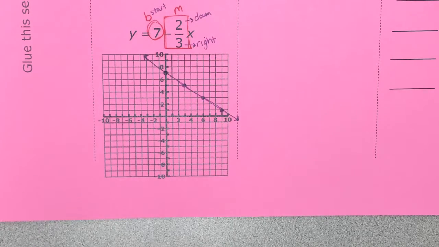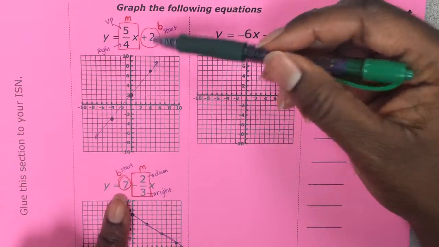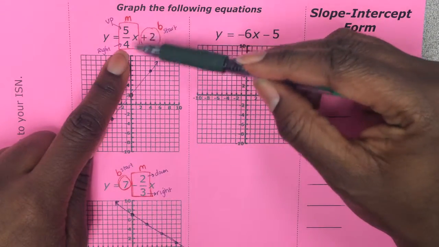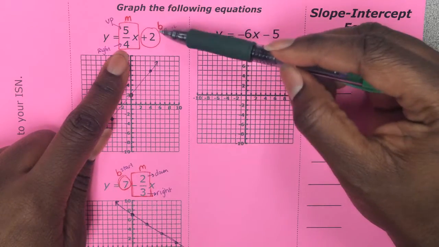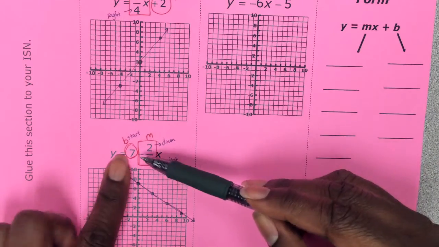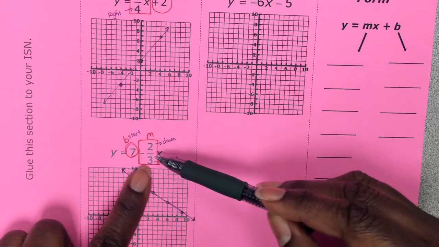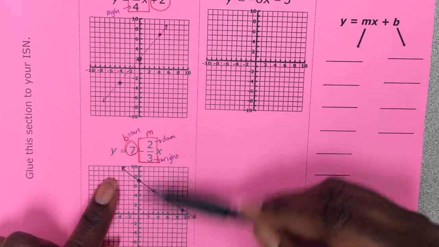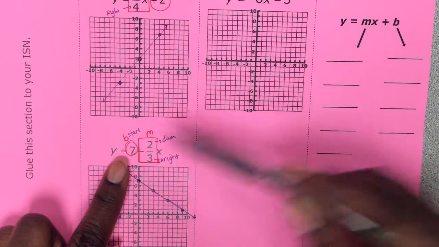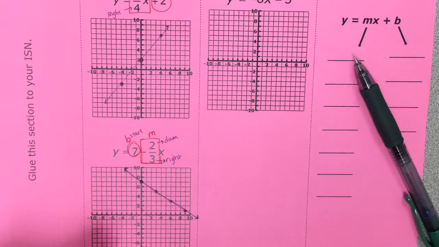Got it? All right, so notice the difference between these two is in this equation, they actually put the slope in the front of the equation and the b in the back. However, in this one, they put the b in the back and the slope in the front. Remember, the slope always has the x with it. And your y-intercept is the number that does not have the x with it. So I hope that helped.